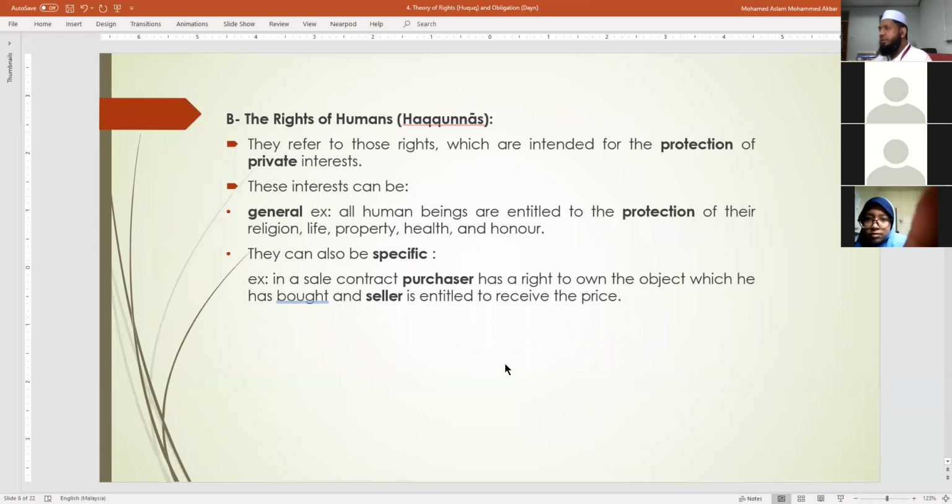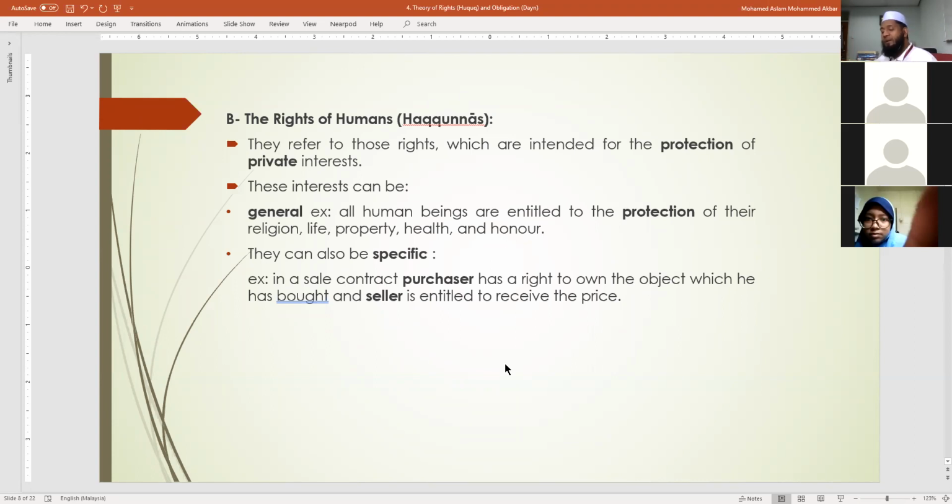So you are the buyer, and you are the purchaser. The purchaser has the right to own the object. Once you bought it, it is yours, so you become the owner of that certain thing. So that is your right.